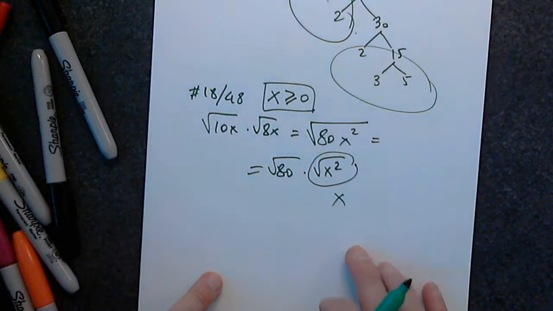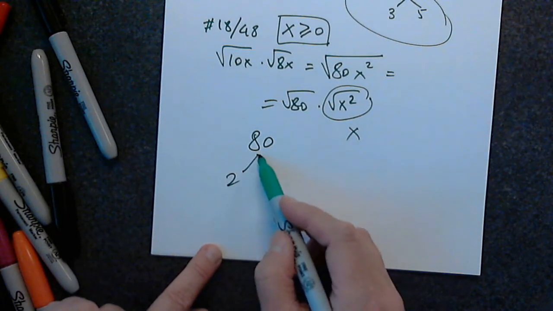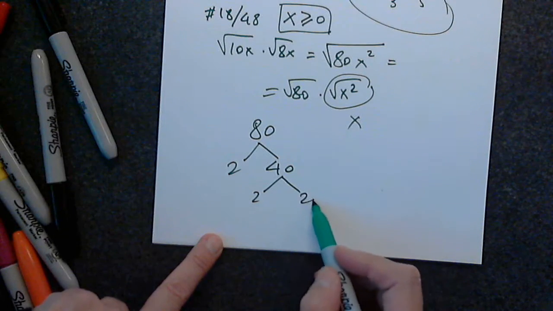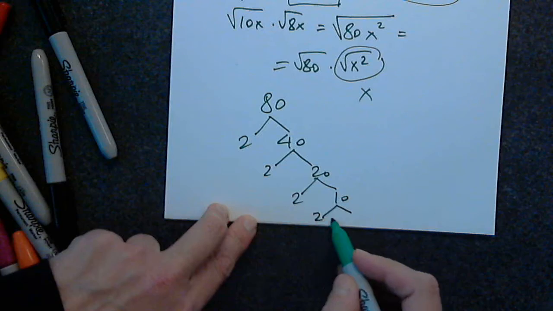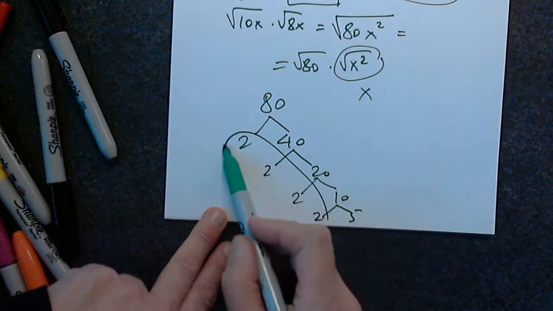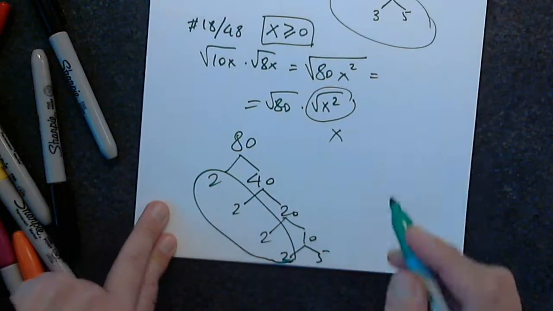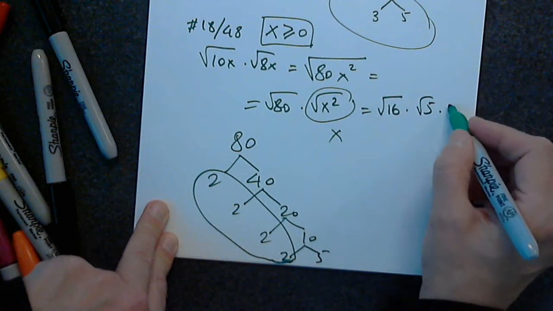But now I have to work on 80. So 80 is an even number. It's divisible by 2, 40. It's divisible by 2, 20. It's divisible by 2, 10. It's divisible by 2, 5. Now this is what I need, the 16 in this case. The square root of 16 times the square root of 5 times x.